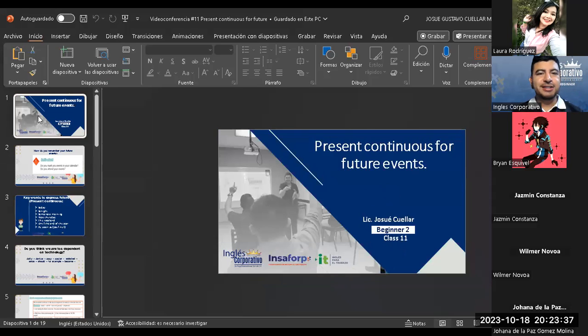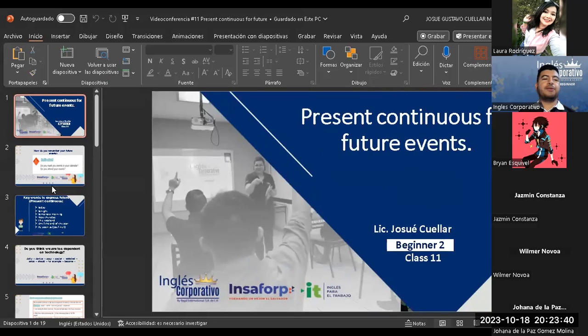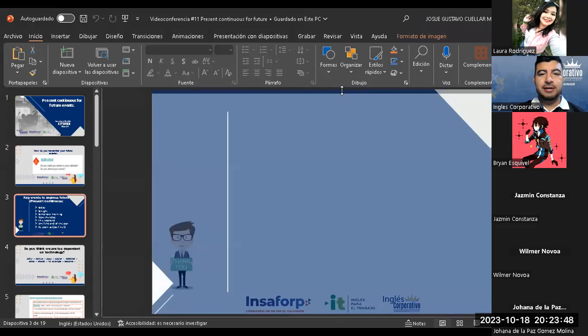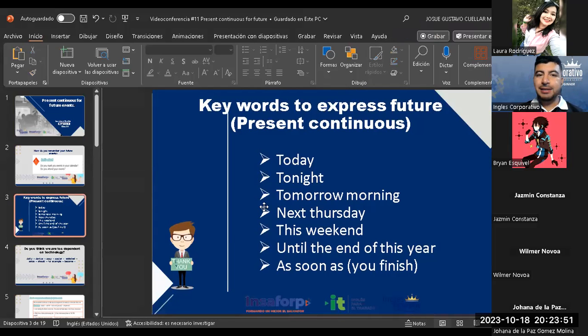We go now with the topic. Present continuous for future events. The vocabulary is this. Keywords to express future. Present continuous. We will use those words later, okay? So for this, here we have today, tonight, tomorrow morning, next Thursday, this weekend, until the end of this year, as soon as, which means tan pronto como, for example, as soon as you finish, or as soon as you send the report, as soon as you arrive, okay?